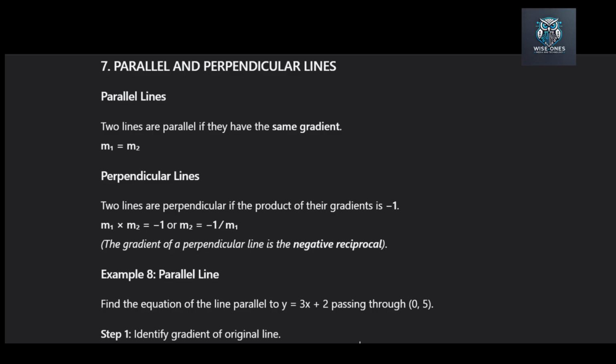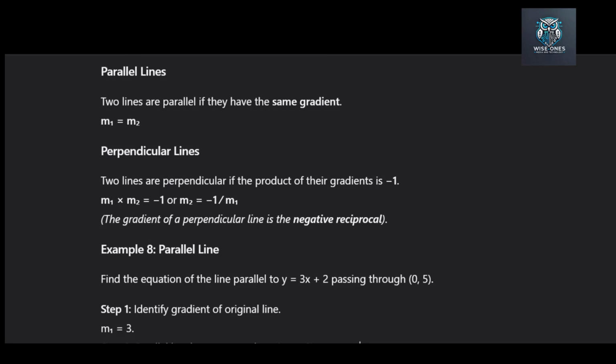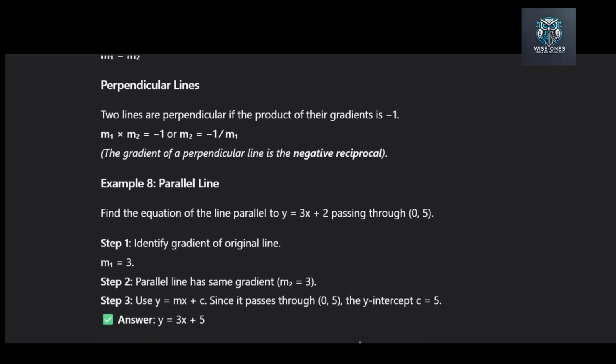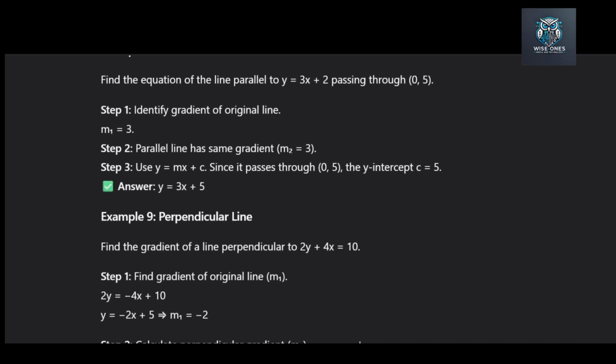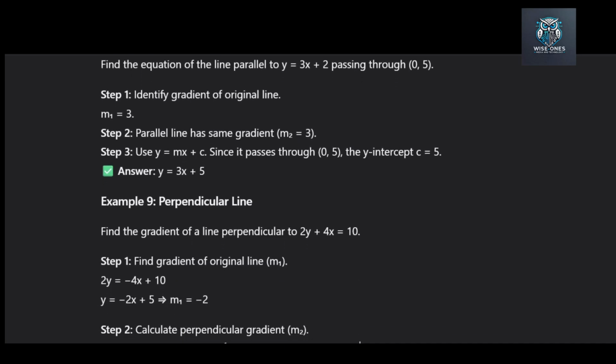Let us look at example 8, parallel line. Find the equation of the line parallel to y equals 3x plus 2 passing through (0, 5). Step 1. Identify the gradient of the original line. The equation is y equals 3x plus 2. So m1 equals 3. Step 2. A parallel line has the same gradient, so m2 equals 3.